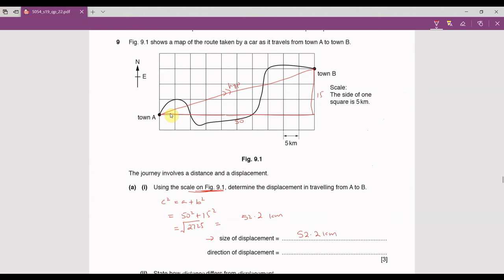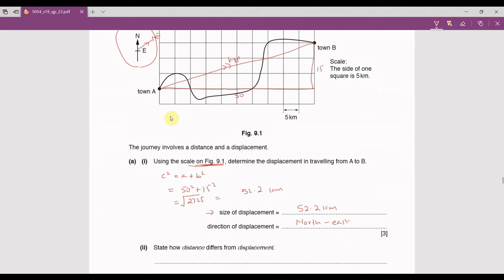I also have to give the direction of the displacement, and the direction of the displacement, if you compare it with this thing here, this is north and this is east, so our displacement is somewhat in this direction. So we can say our direction is northeast.